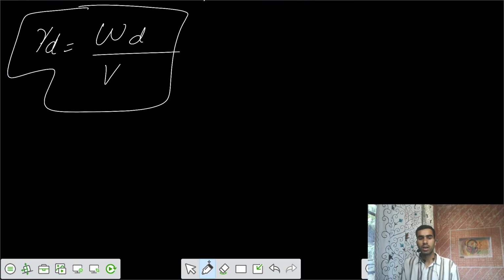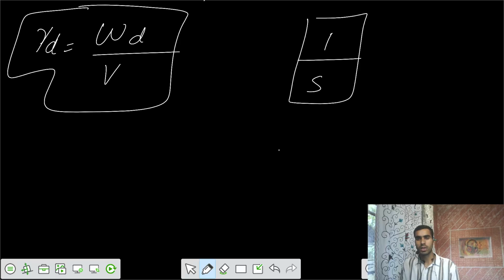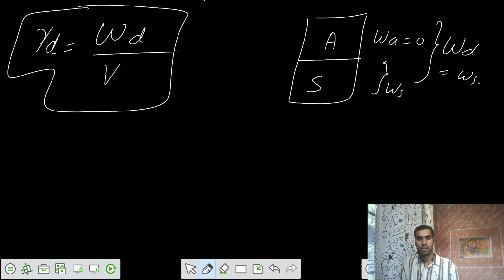But we also know one thing, that if the soil is dry, that means there is no water. There are only solids and air, and the weight of the air is 0. So the total dry weight of the soil is actually only equal to the weight of the solids. So we can say this is also equal to gamma D equals weight of the solids divided by volume of the soil.